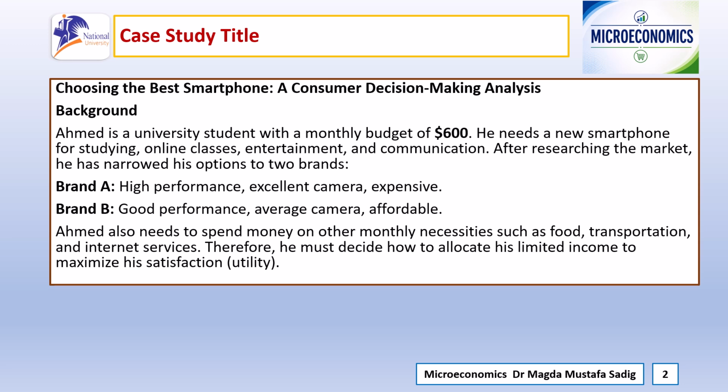Brand A: high performance, excellent camera, premium quality, higher price. Brand B: good performance, average camera, lower price, better warranty. So the important question: which smartphone should Ahmed buy? This is exactly the type of decision economists study. Microeconomics helps explain how rational consumers make choices under limited resources.